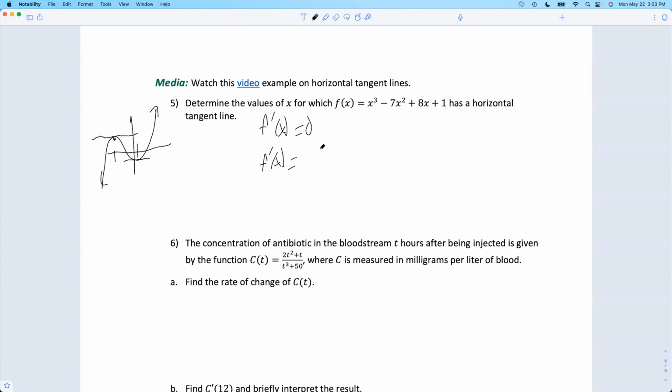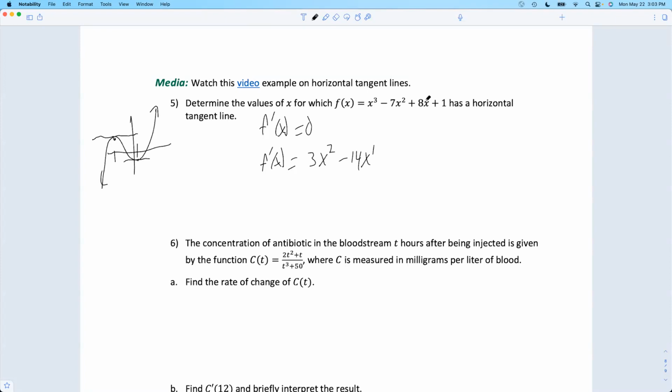So the derivative of x cubed: bring the 3 down, 3 times 1 is 3. x comes along for the ride. The power drops down by 1, 3 minus 1 is 2. Minus just comes along. 2 times 7 is 14, x, 2 minus 1 is 1. I'll write the 1, even though it's not necessary.